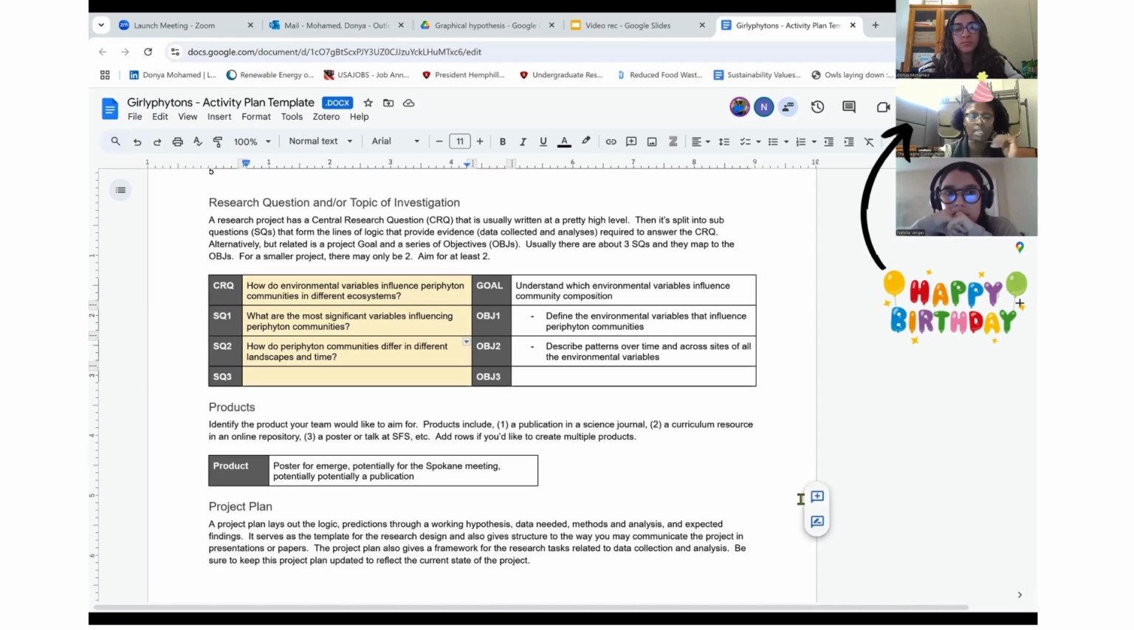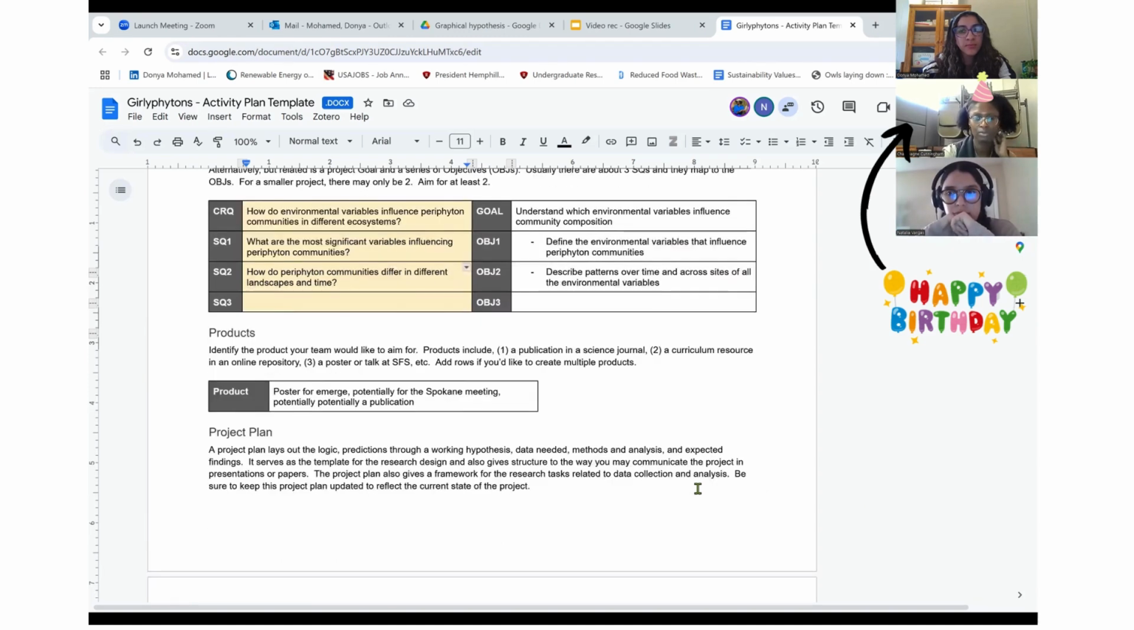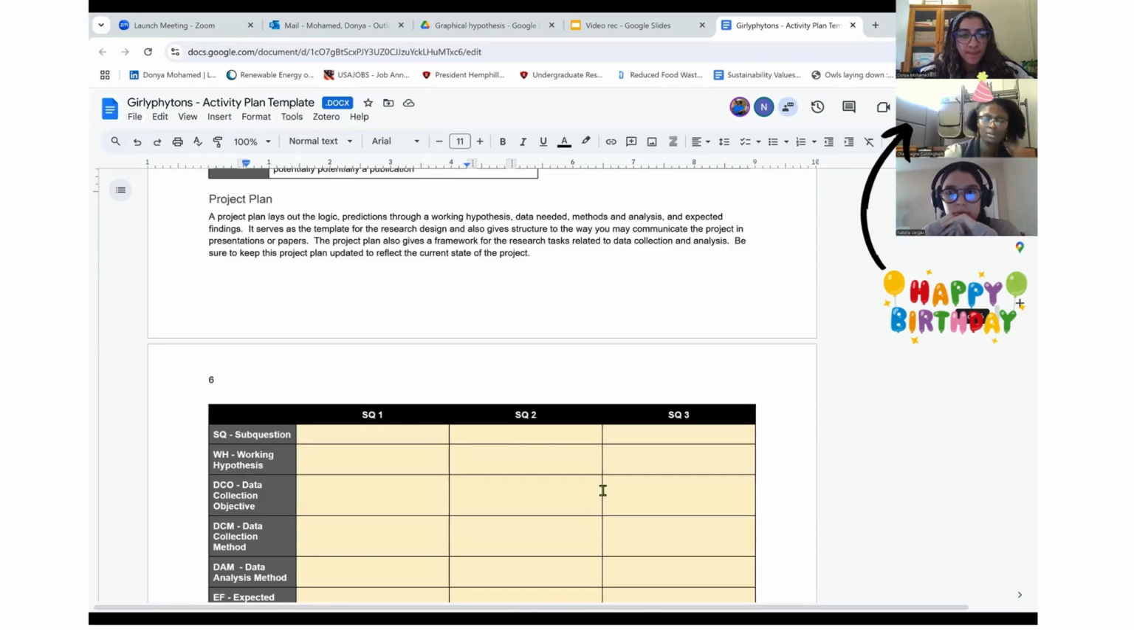So with this data we're getting from NEON, we will be looking at different locations across the contiguous United States. So north, south, east, and west. So we want to describe the patterns over time and across the sites of all the environmental variables. Our goal is to do a poster for Emerge, or maybe even a poster at the next meeting in Spokane.